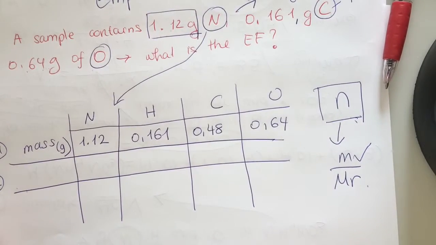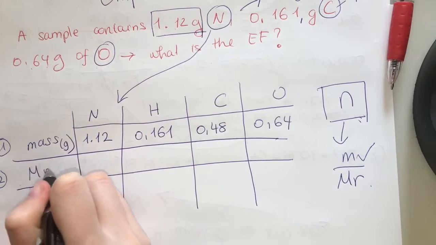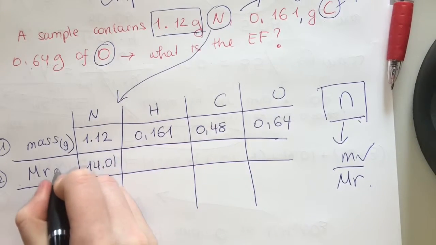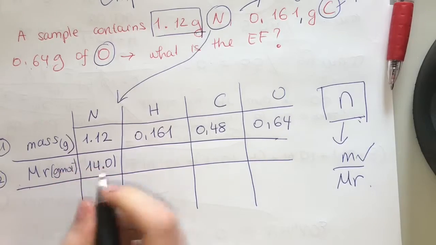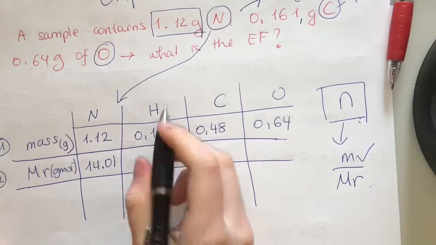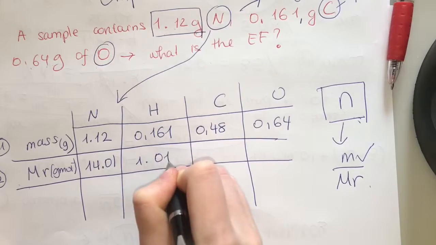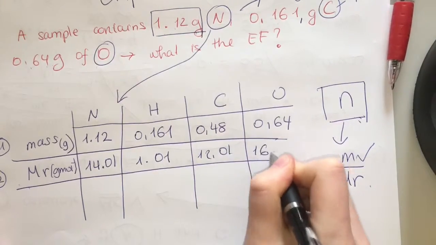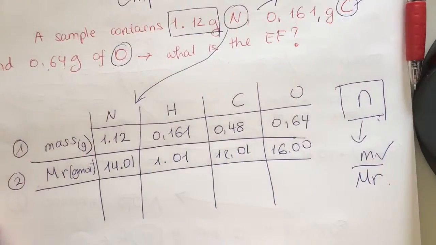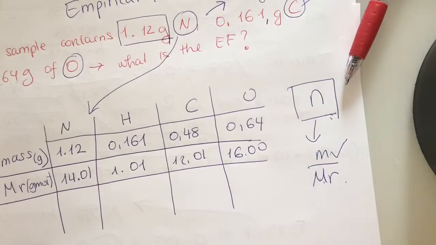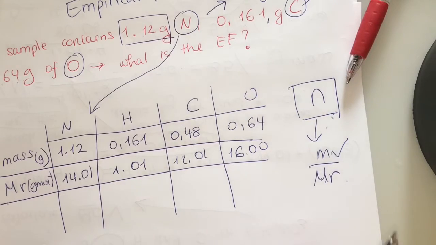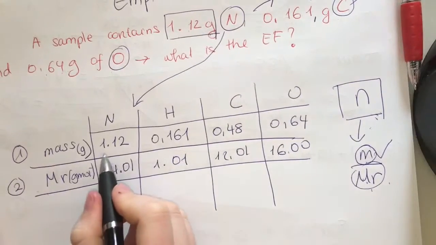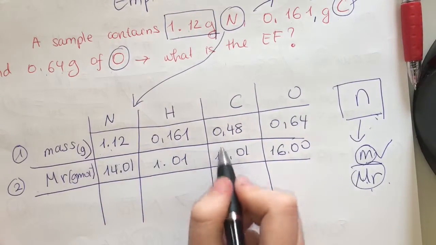So it's not difficult, you just look at the periodic table, and you know that nitrogen is 14.01. This is in gram per mole. Okay. Then you know that hydrogen is 1.01, carbon is 12.01, and oxygen is 16.00. Okay, so we already have these two. So now let's find the number of moles. And you do number of moles by dividing M by MR. Okay, so we divide this by that, like that.